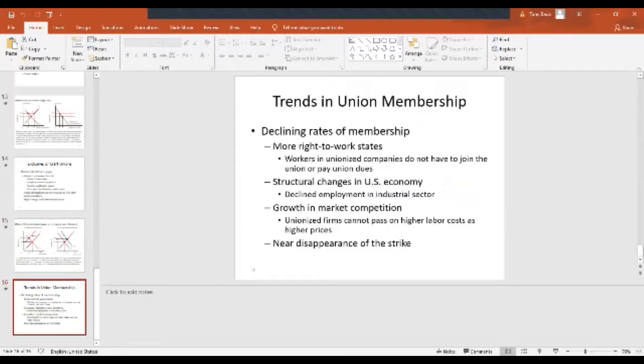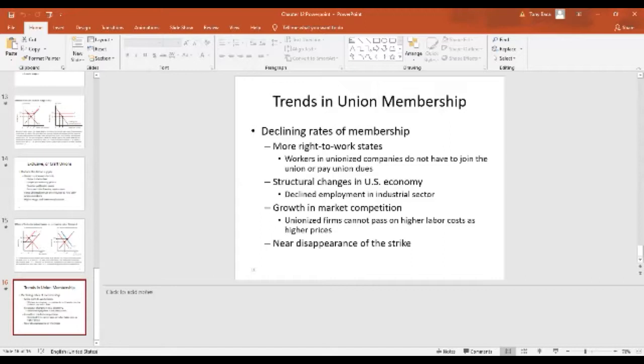So let's talk a little bit about trends in union membership. Union membership is trending downward. I wrote down some stats. Back in 1950, 30% of all laborers were in a union. It's a pretty high percentage. And today it's less than 10%. I think it's hovering about 9% from the data that I can find. So that's a significant decrease.